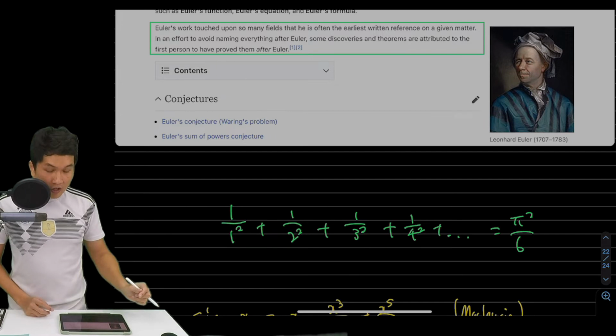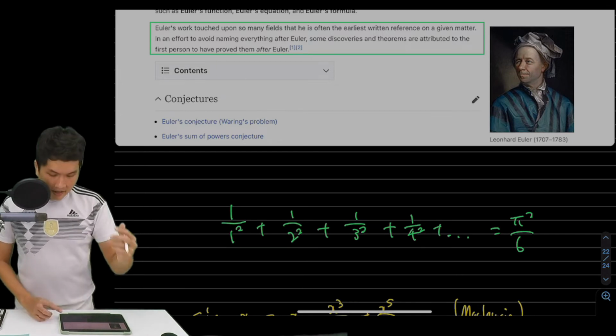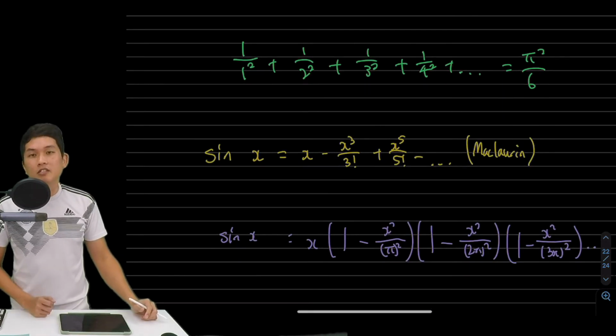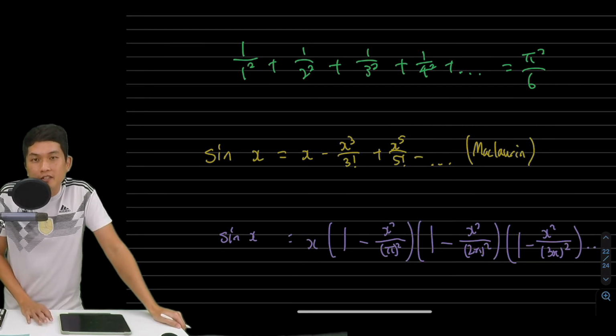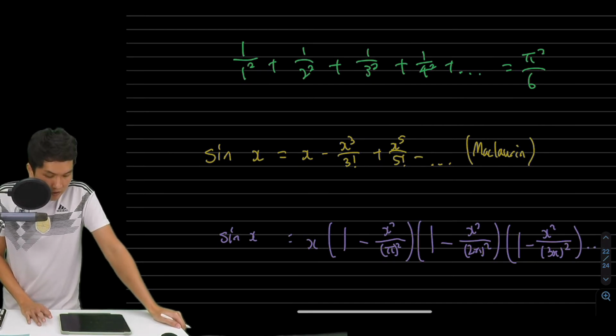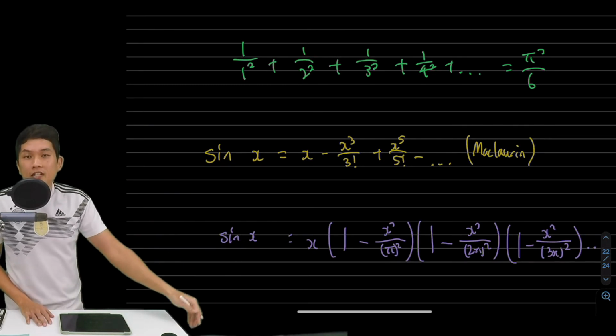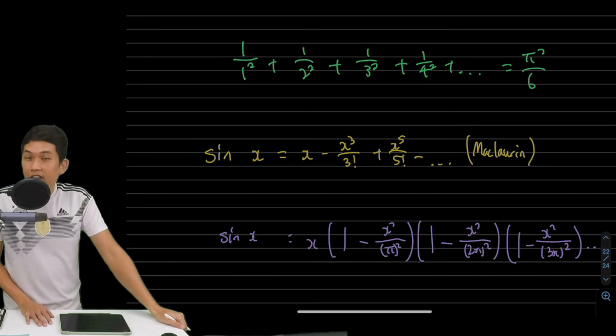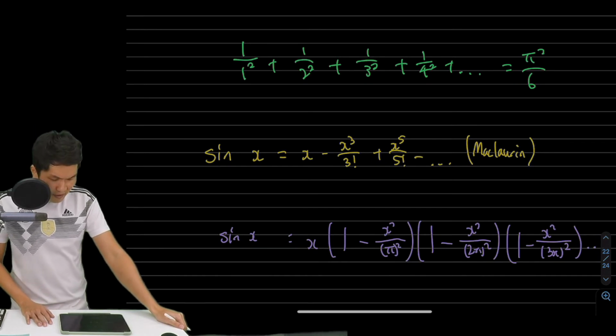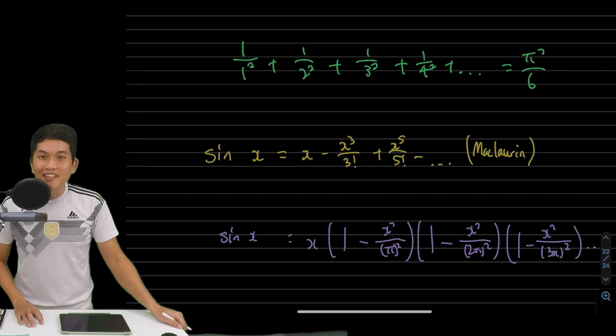Well, let me tell you, if you have watched part 1, you have the exact knowledge that you need to work out pi squared over 6. Okay? What you need to know is the Maclaurin series for sine of x, and also the same sine of x, but written as an infinite product of terms. Okay, and I'm going to show you very quickly how to do it.